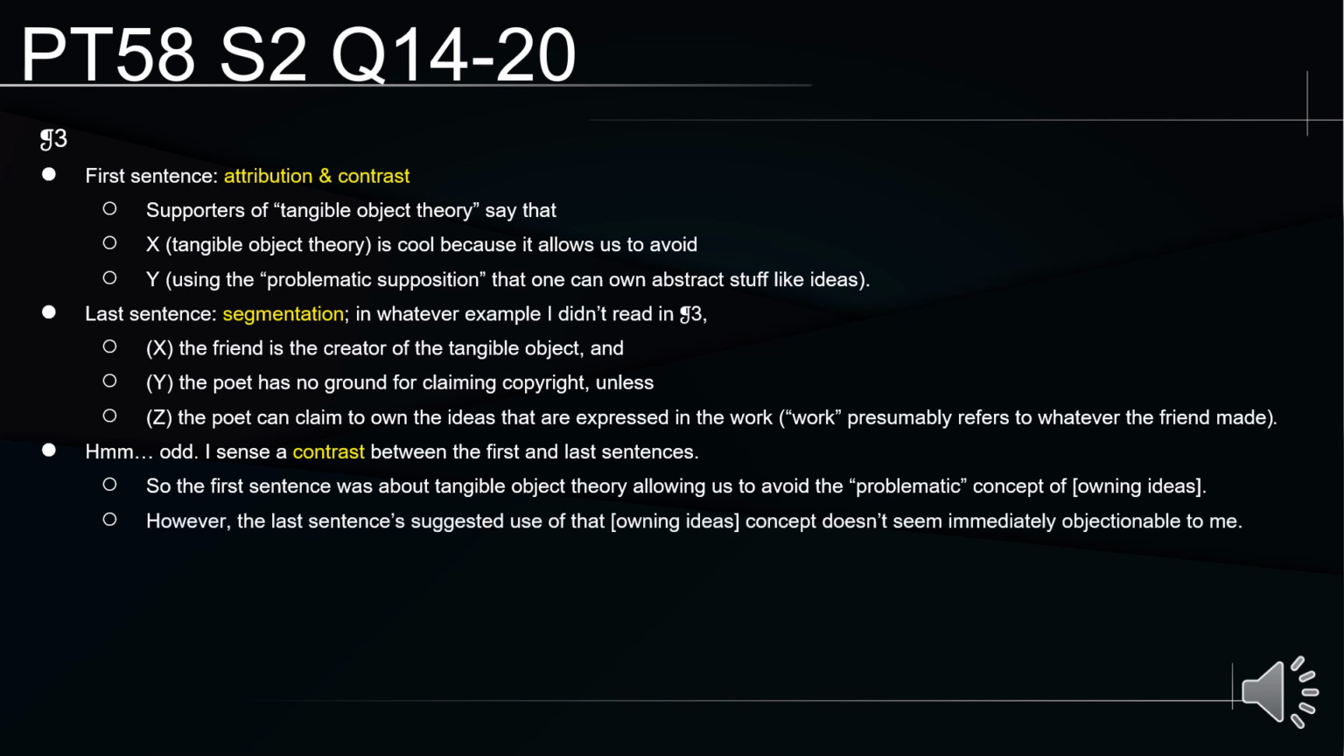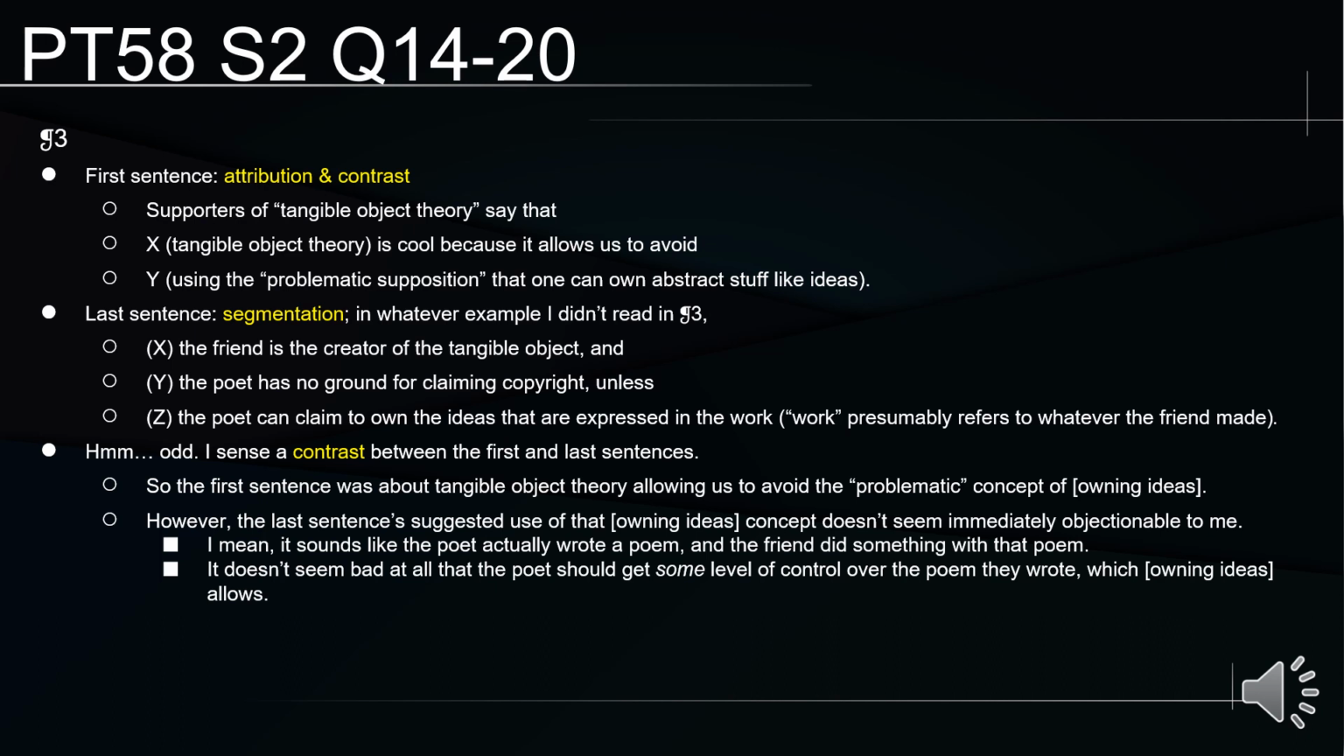But the last sentence's suggested use of that, quote unquote, problematic owning ideas concept doesn't actually seem all that problematic. It doesn't seem immediately objectionable to me. It seems actually kind of okay. So, I mean, it sounds like the poet actually wrote a poem. I'm just speculating here because I didn't actually read the example, but I don't really see any other way to guess about it. It sounds like the poet actually wrote a poem, and then the friend did something with that poem, made something else out of that very same poem.